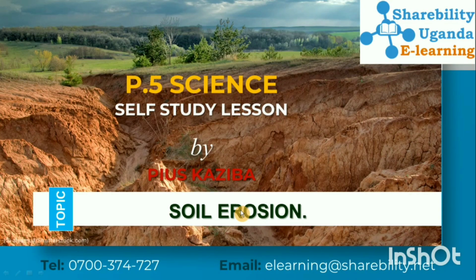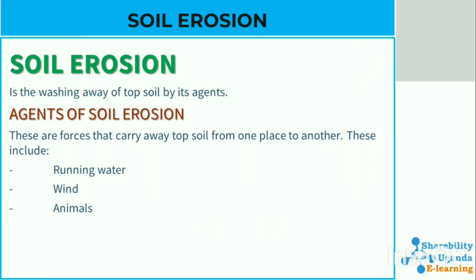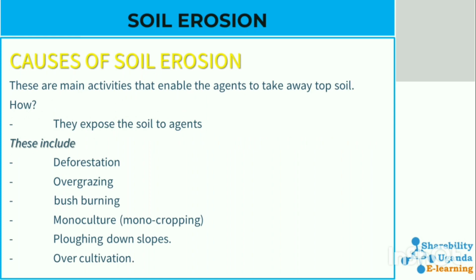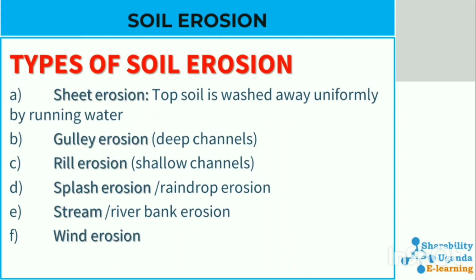In this self-study lesson today, we shall be looking at soil erosion, which is the washing away of topsoil by its agents. Agents of soil erosion include forces that carry away topsoil from one place to another. These may include running water, wind, animals, and others. Causes of soil erosion include deforestation, overgrazing, bush burning, monoculture, plowing down slopes, overcultivation, and etc.